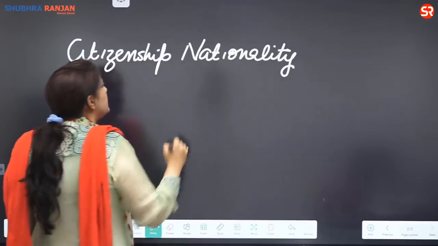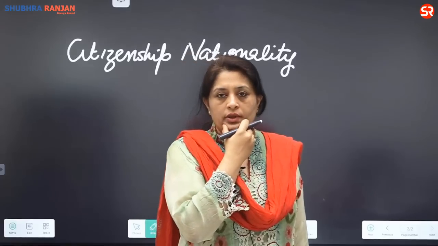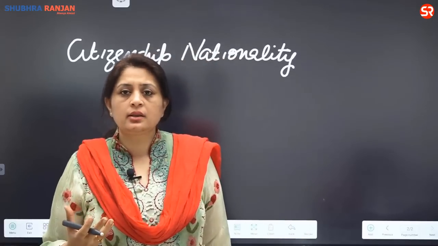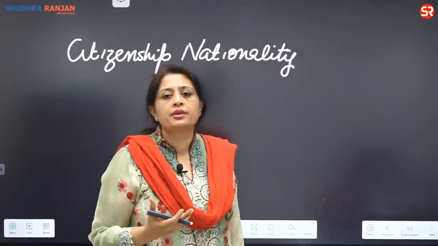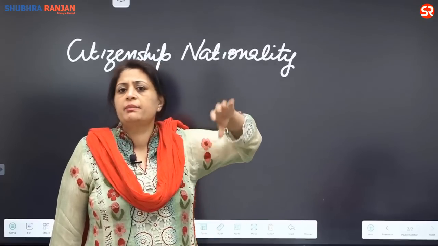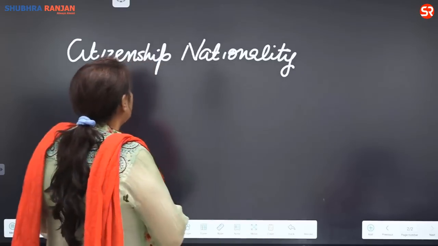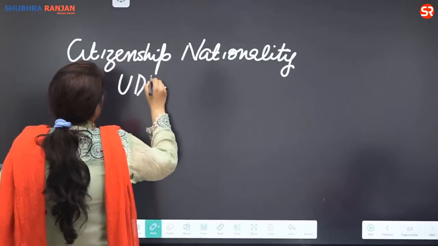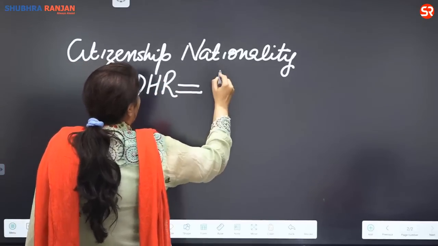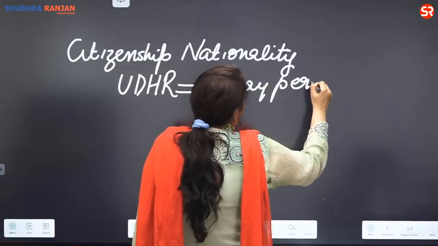And if you see that one of the reasons for the Second World War was the atrocities on the minorities, the atrocities on the religious minorities, that is Jews, by the government, not just in Italy but many European countries. And after that, the Universal Declaration of Human Rights also recognized that every person has.